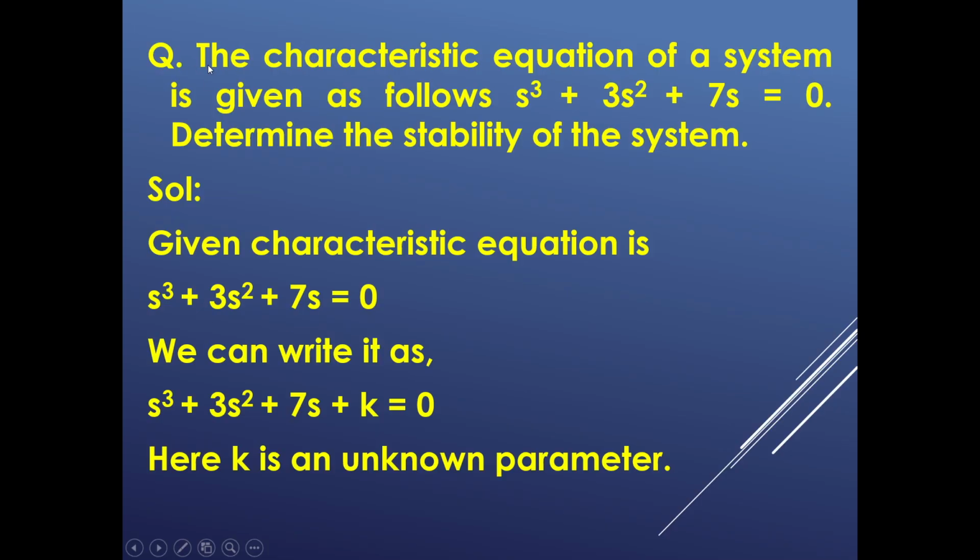So the numerical problem is the characteristic equation of a system. The characteristic equation of a system is given as follows: s cube plus 3s square plus 7s is equal to 0. Determine the stability of the system. So the characteristic equation has been given, that is s cube plus 3s square plus 7s equal to 0, and we have to determine the stability of the system.